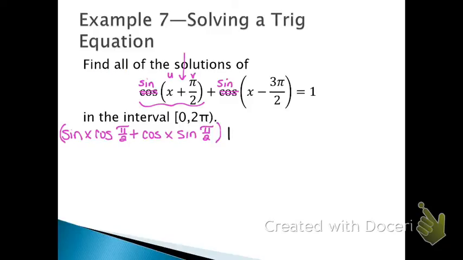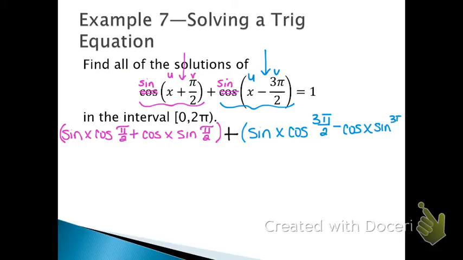Then it says plus, and let's go do the second part. So notice it's still got their two angles, so u and v. And this time there's a minus sign in between them. So we're going to use the sine formula of u minus v. So it's sine of u, which is cosine of v, which is 3 pi over 2, minus cosine of u, which is, and then sine of v, which is, and then it's set equal to 1.